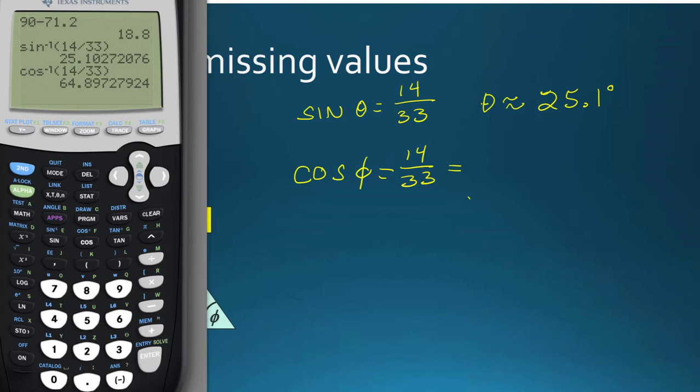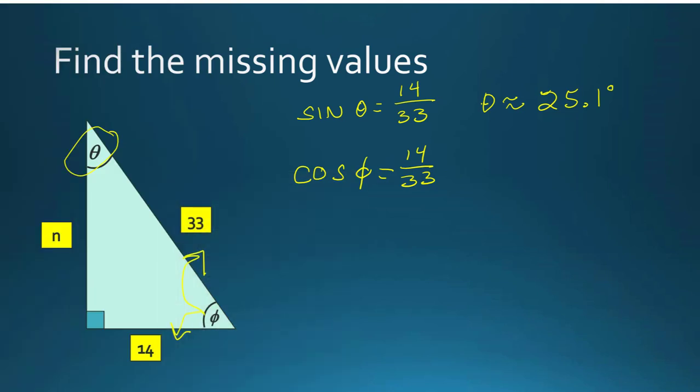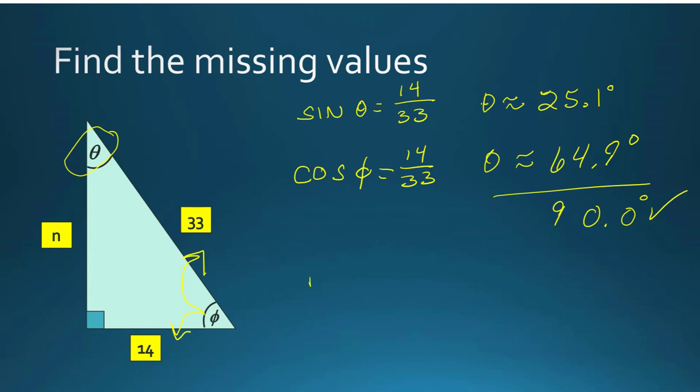64.9. I love it. 64.9. Now, if I want to do a check, if I add these together, 0, carry the 1, 0, carry the 1, 90 degrees. Okay, they add up to 90 degrees. Good, they should. And then finally, I can do a check and see this remaining thing, n squared.